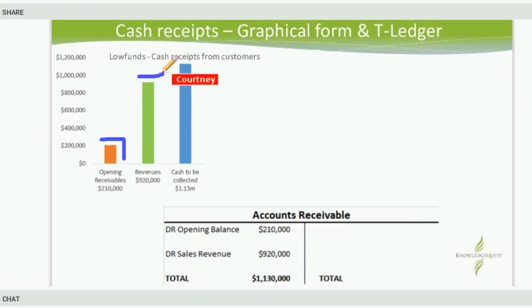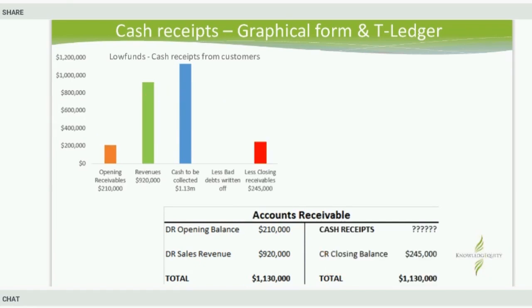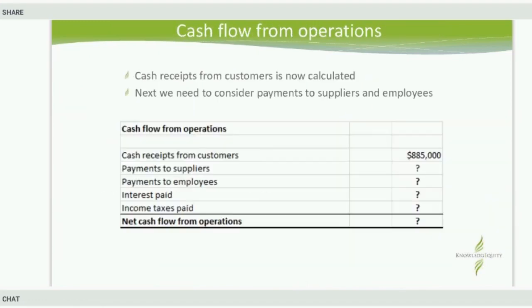Our opening receivables plus our revenues. We should collect 1.13 million, but we don't because we didn't collect it all. There's 245,000 still to collect. So what is the difference between the 1.13 million and the 245 still to collect? Well, there's no bad debts written off. So what's the difference? What is that? You know, solve for X. It's like an algebra equation. 885,000. So now you've seen how it looks in a ledger, you've seen how it looks in a graph, and you've also seen how it looks in a template.